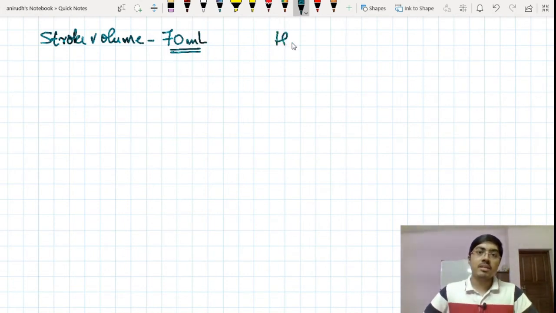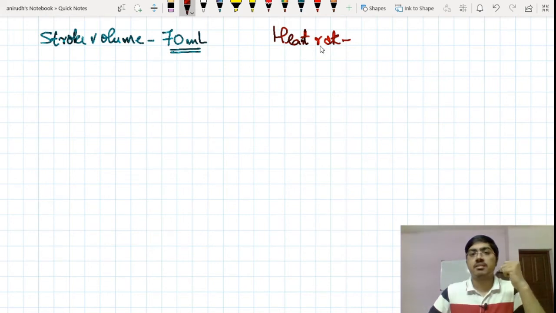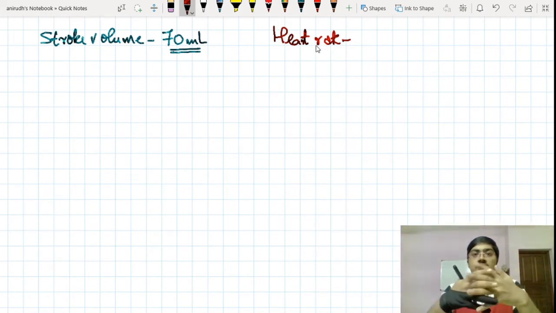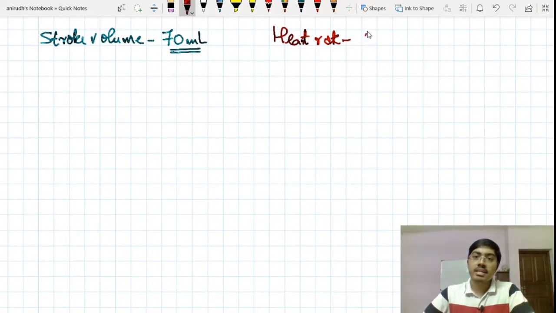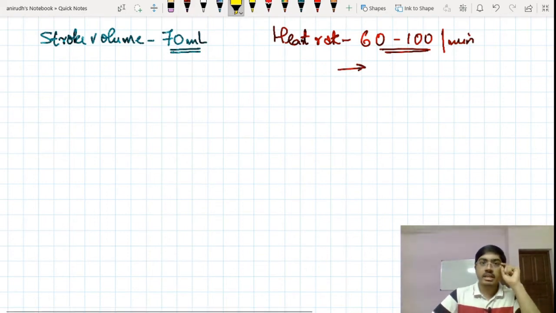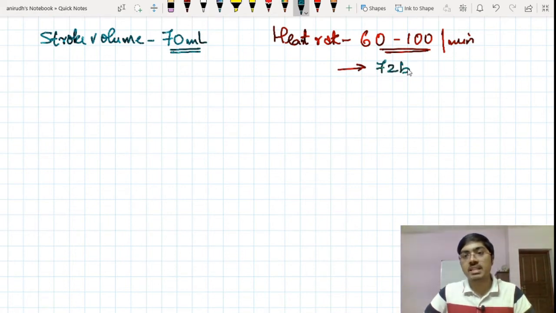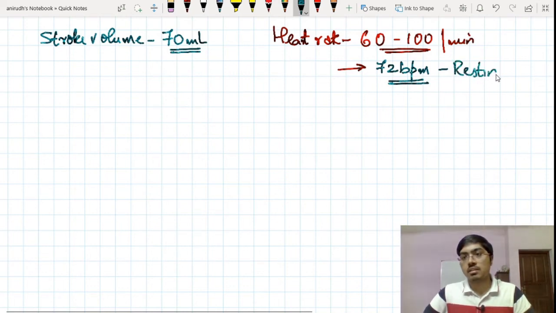Now do you know the heart rate of a person, the normal heart rate, the number of times the heart is beating per minute? This has a value of 60 to 100. Anything between 60 to 100 per minute is normal. But the value in NCERT, what we are supposed to remember, is a standard value, and that is 72 beats per minute. This is a standard value of a resting normal adult.